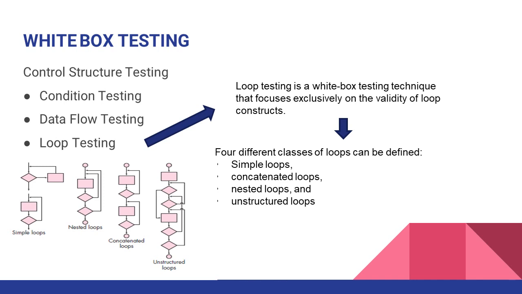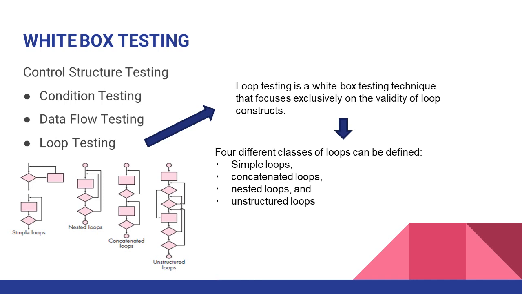For example, if you are applying test cases to a simple loop, where n is the maximum number of allowable passes through the loop, then you need to skip the loop entirely, or make only one pass through the loop, or two passes, m passes, n minus 1, n, or n plus 1 passes through the loop. If it is a nested loop, and we were to extend the test approach for simple loops to nested loops, then the number of possible tests would grow geometrically as the level of nesting increases.